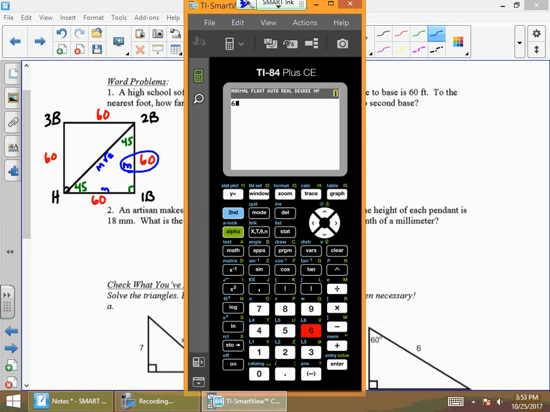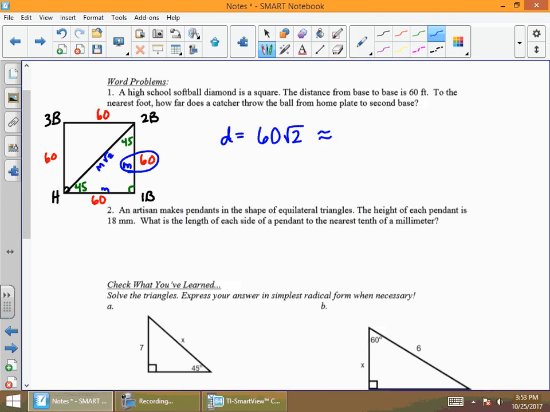So 60 square root of 2. I need to round this to the nearest foot. Looks like 84.9 feet. Oh, it wants the nearest foot, so about 85 feet. About 85 feet from home to second base on a softball diamond.